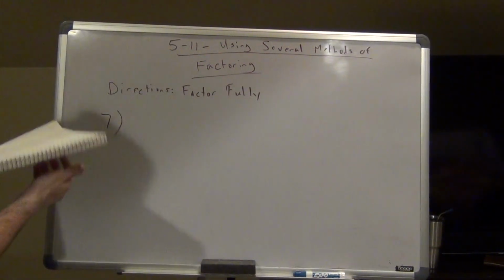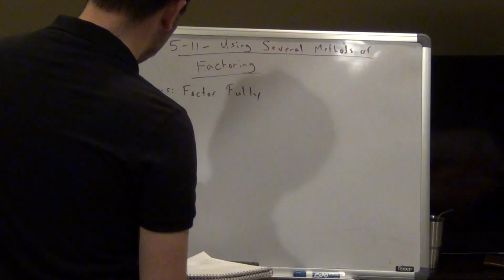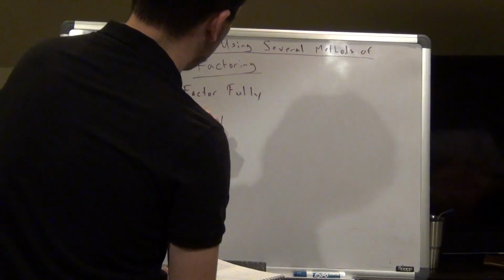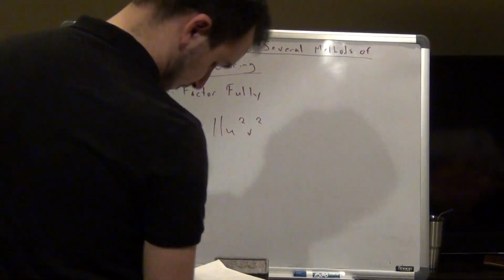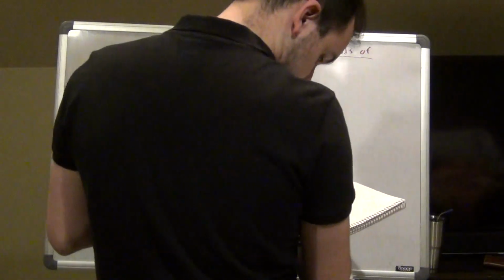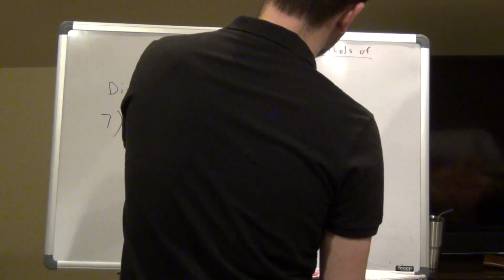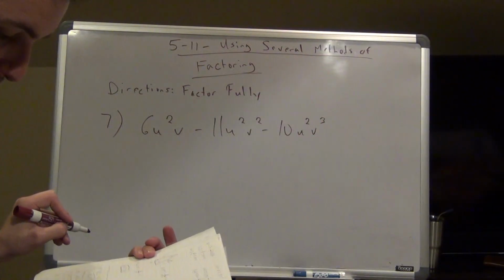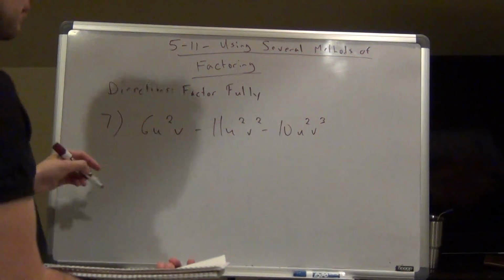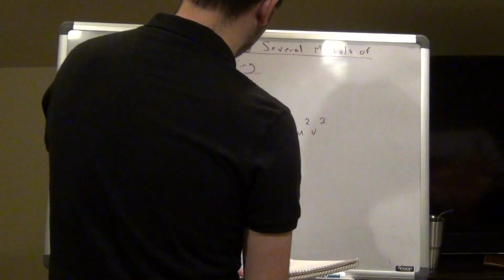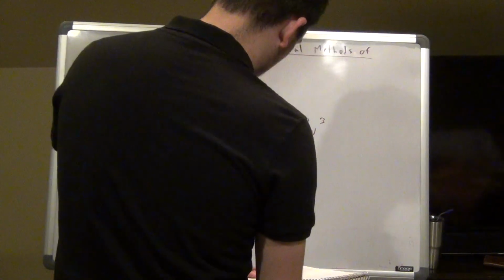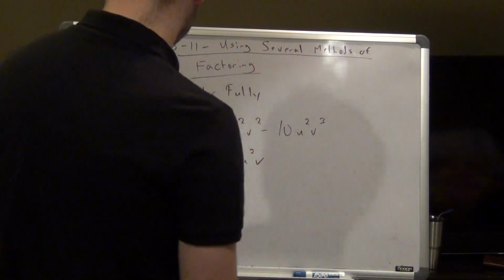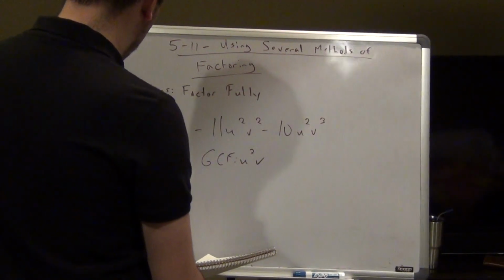So let's say you have 6u squared v, minus 11u squared v squared, minus 10u squared v to the third. If you were to find the greatest common factor, they actually have no numbers in common, if you broke all the numbers down. But your GCF would be u squared v. They have at least 2 u's and at least 1 v. So I take u squared v out, what happens?